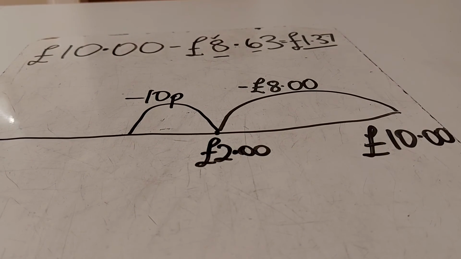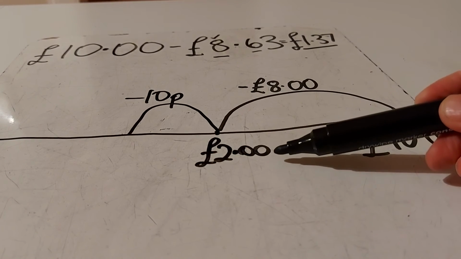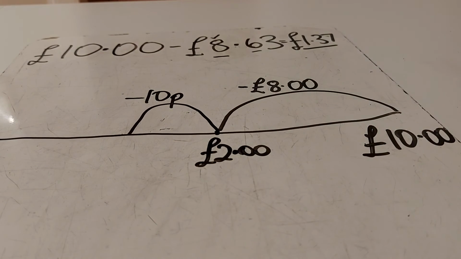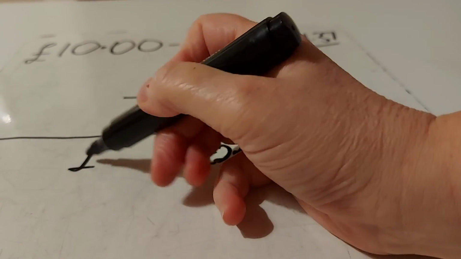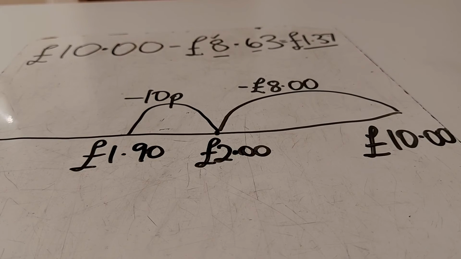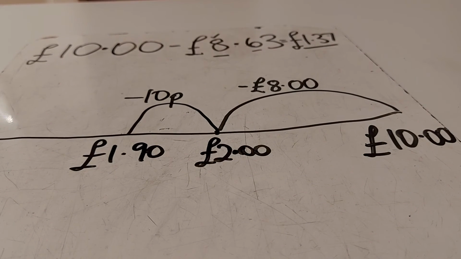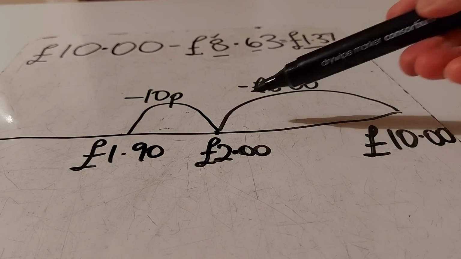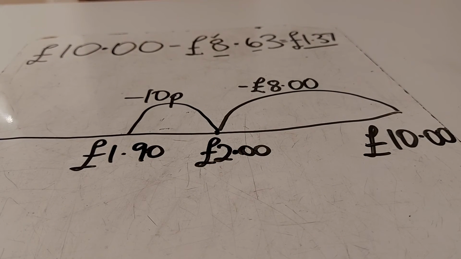Now I know that there are 100 pennies in a pound, and I know that there are 10 pences in a pound. So if I've got £2, have a think as to if I was to take away 10 pence, what I would be left with. Now, because I said that there are 10 pences in a pound, I'm hoping that the answer you came up with was £1.90. Because 90 and 10 pence makes a pound, okay? So if I'm subtracting 10p, it would be £1.90.